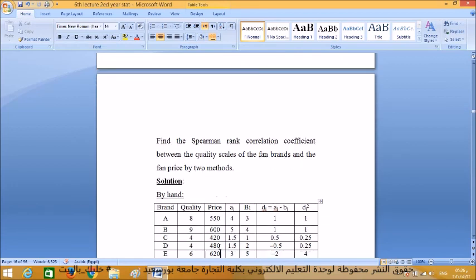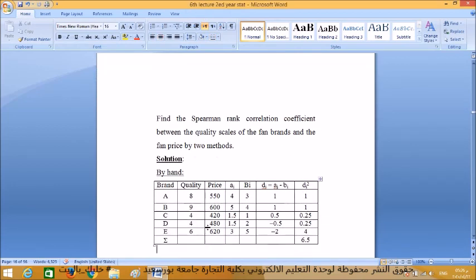Solution by hand. 3 columns are given before. Then A is the rank of X, B is the rank of Y, D is the difference between A and B, and D squared is the square of D.